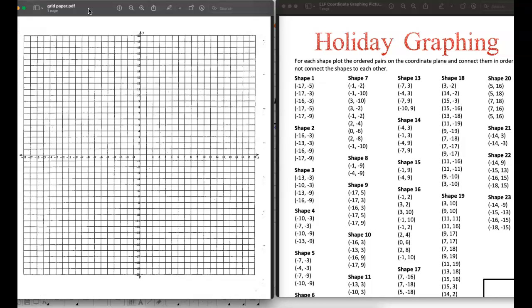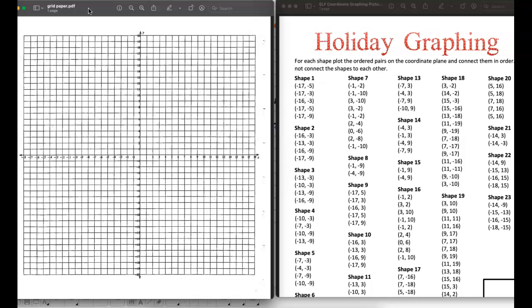Okay, so what you're going to do is you're going to start at shape 1. And you have to do the points in order and you have to connect the dots as you go. Now, if you want a ruler because you want very nice straight lines, there are some rulers over there that you can borrow.